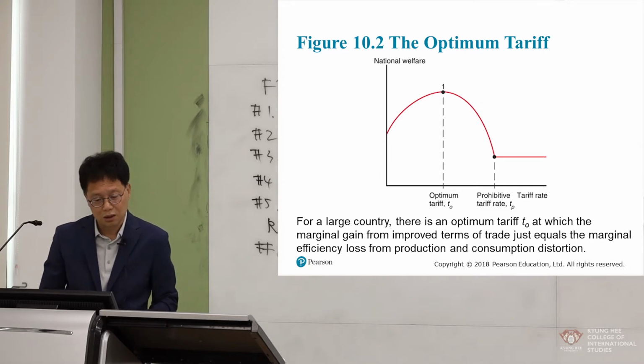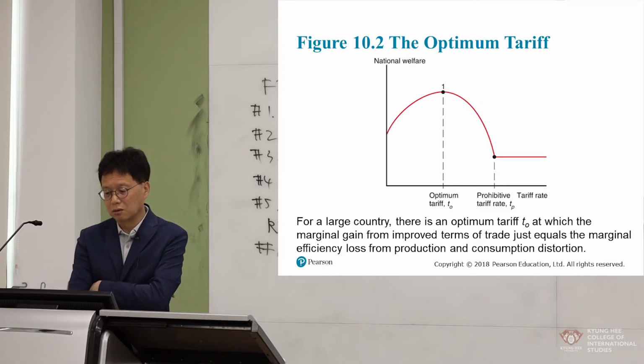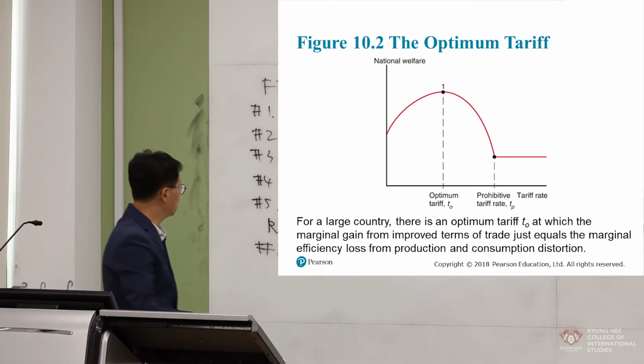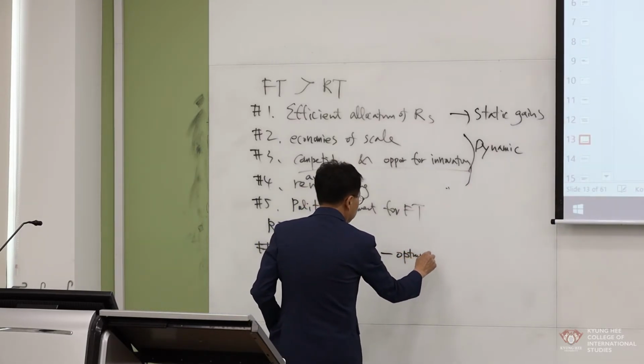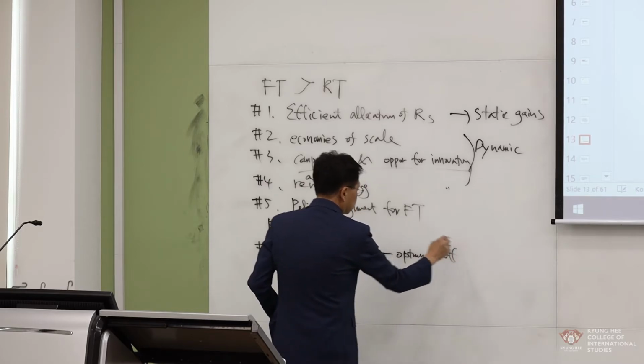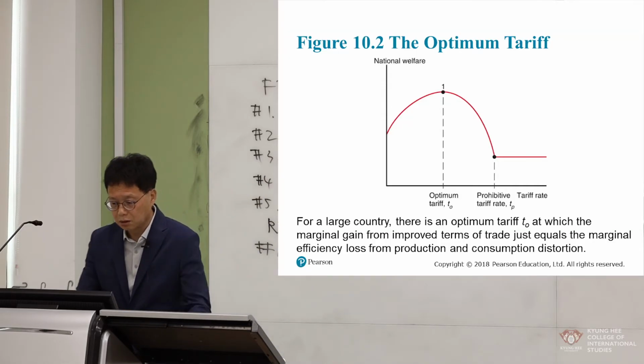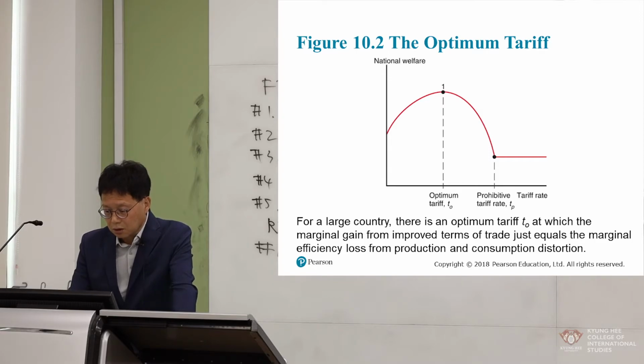Now, slide number 13 is the optimum tariff argument. Optimum tariff. Now, in this figure, the x variable is tariff rate, so as we move along, the tariff rate increases and increases. And the y value is national welfare. Then we can see this kind of graph.